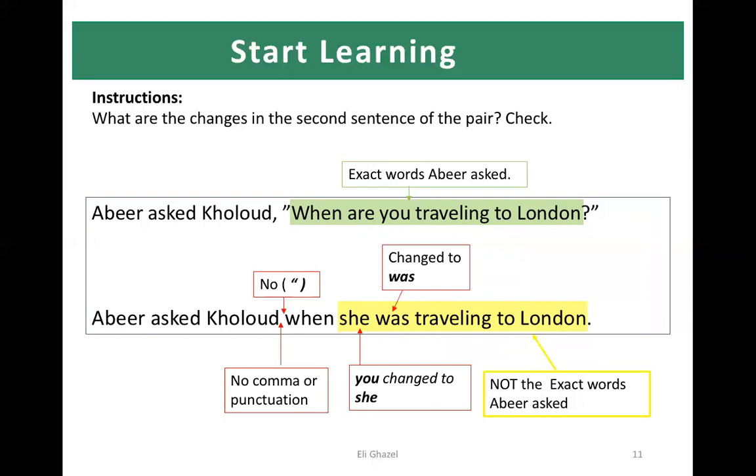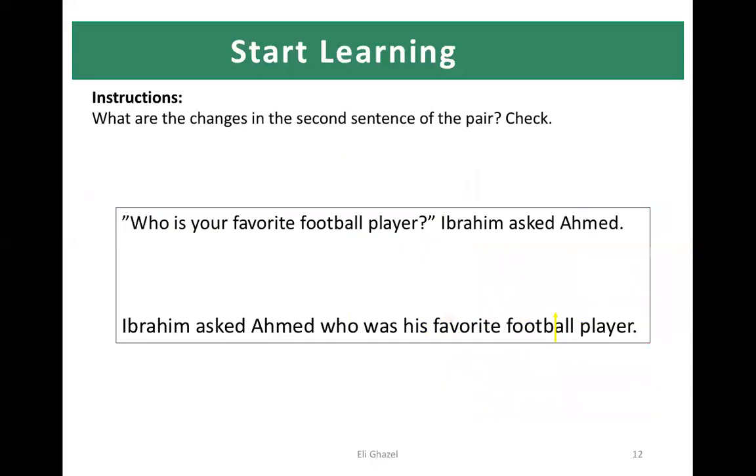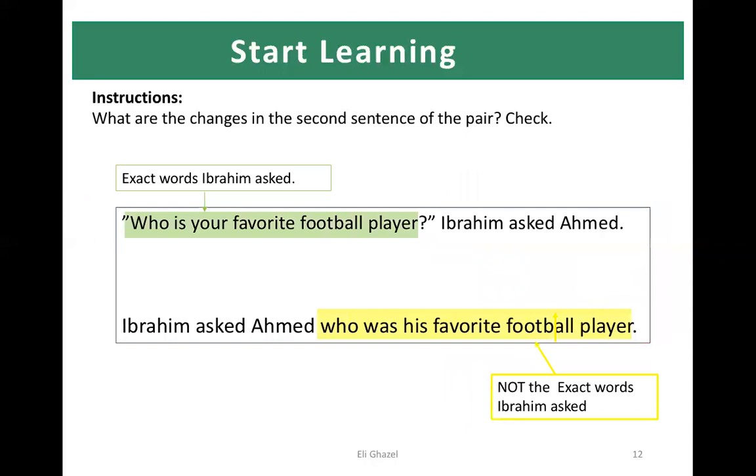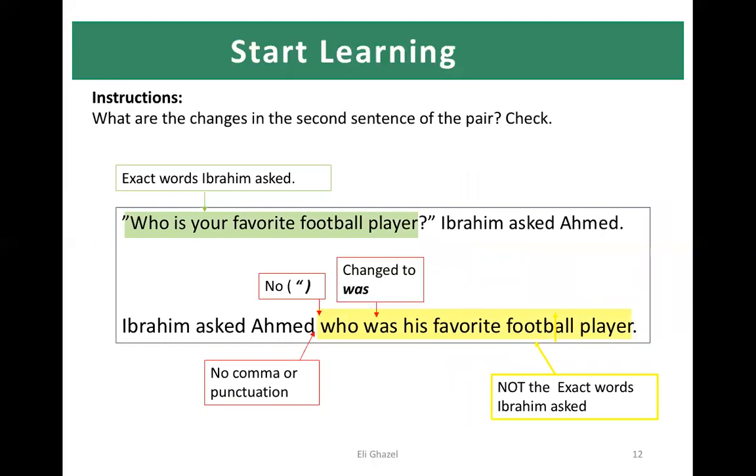Now, once we finish this, this is the fourth one. Who is your favorite football player? Again, the exact words Ibrahim asked, not the exact words Ibrahim asked. No comma or punctuation, no quotation marks. Notice that the "is" has been changed to "was". Notice that "your" has been changed to "his". Notice that there are no quotation marks at the end.